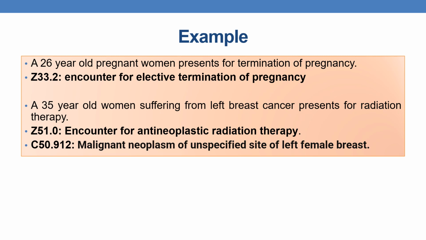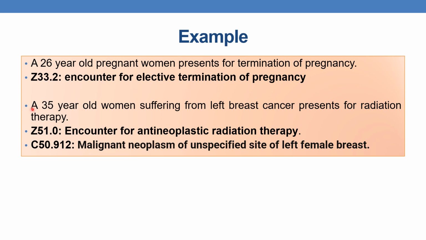Now let us see examples. First, Z codes that can be used as only PDX. The first example is a 26-year-old pregnant woman presents for termination of pregnancy. Here the PDX is Z33.2, that is nothing but encounter for elective termination of pregnancy.